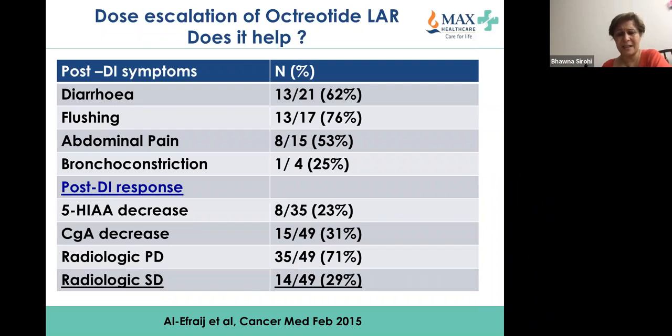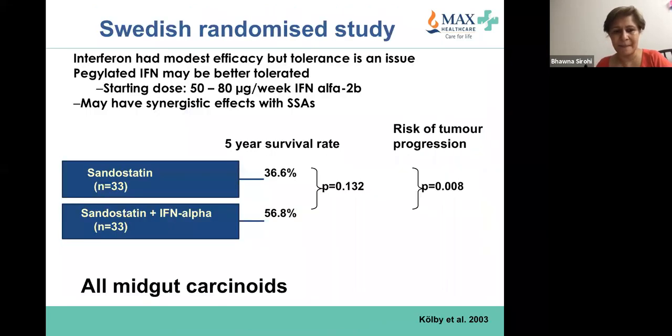Dose escalation, it does help. So if you have a patient who has a lot of symptoms, I've had patients with flushing and diarrhea, it does help, as you can see from this slide. There is a decrease in 5-HIAA in 23% patients. Chromogranin A goes down. Radiologic stable disease is there in almost 30% patients. Diarrhea, the number of patients where the diarrhea is improved is almost 62%. Flushing, abdominal pain, and wheezing, bronchoconstriction is helped in a quarter of the patients.